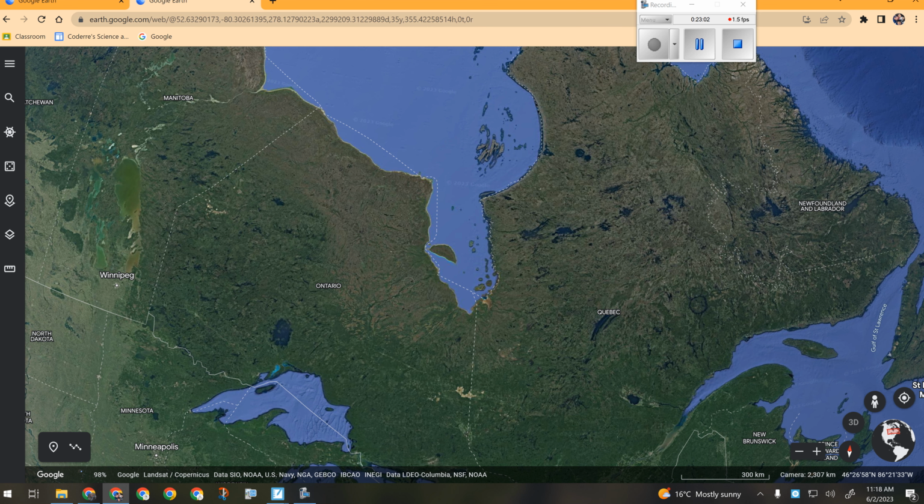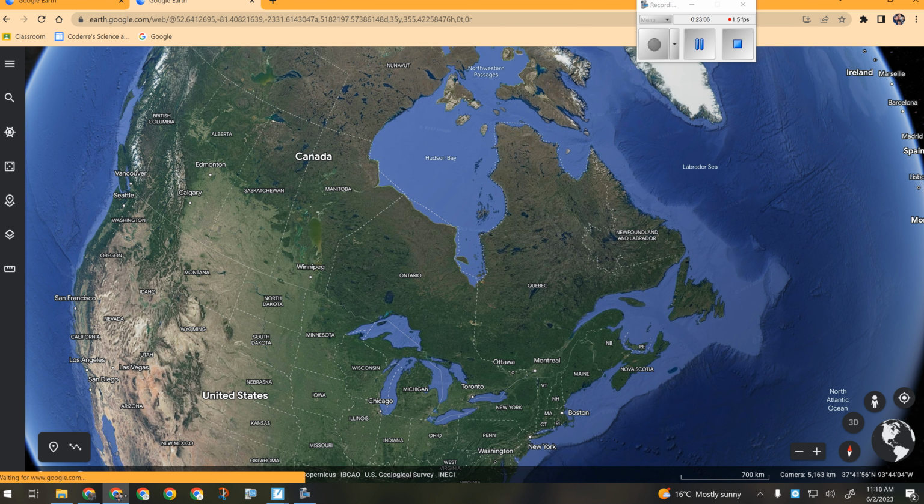Zoom out a little bit more. Okay, so 3 factors that affect climate, how they would affect it, and then tell me what you think the climate would be like.